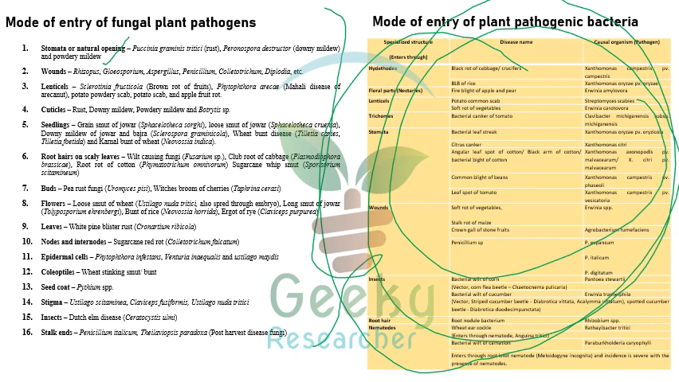Wounds: what are the pathogens that can enter through wounds? That is Rhizopus, Gloeosporium, Aspergillus, Penicillium, Colletotrichum, Diplodia, etc. And lenticels: Sclerotinia fructicola, Phytophthora, powdery mildew, and potato scab, apple fruit; all these enter into the plant cells through lenticels. Cuticle: rust, downy mildew, powdery mildew, and Botrytis can enter through the cuticle. Seedlings: grain smut of jowar, loose smut of jowar, wheat bunt disease, kernel bunt of wheat all enter through seedlings.